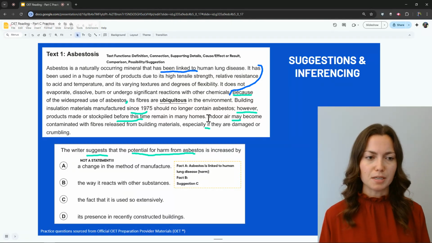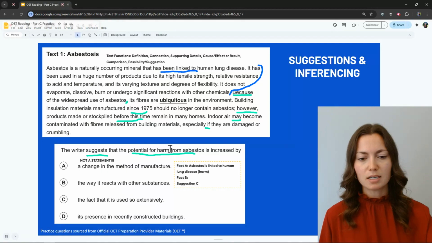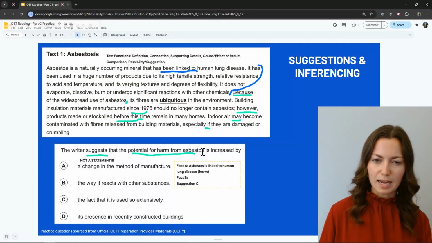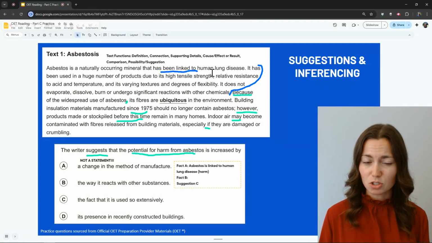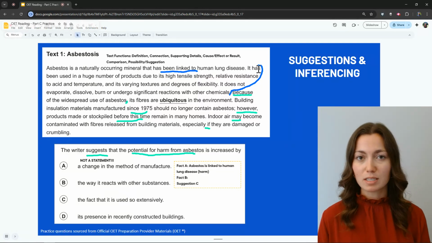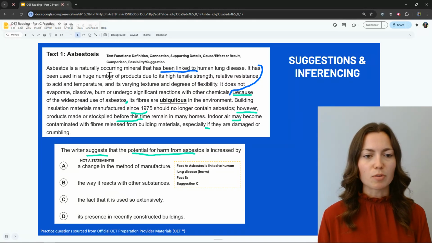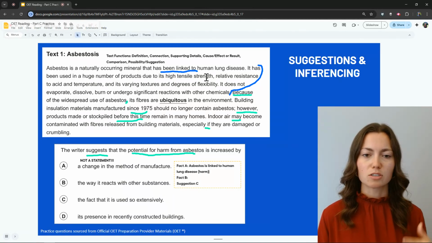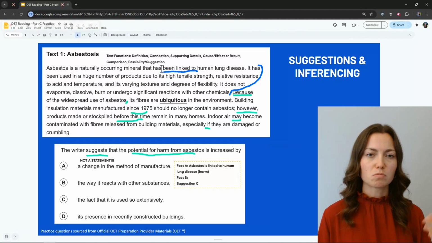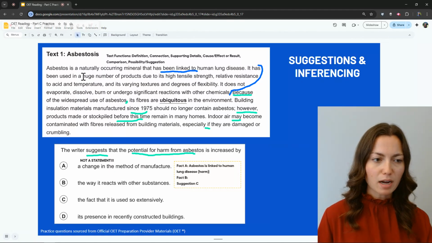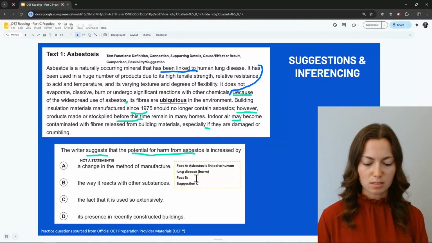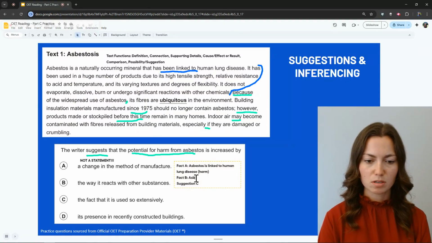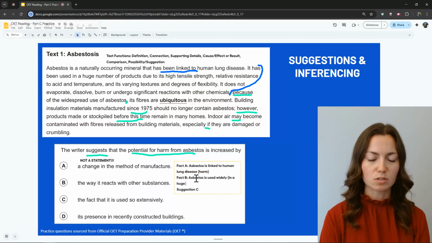All right, fact B. So where do we get the second fact from? Well, we see that it's linked. We're connecting it to this harm. Usually in the text, that means it's probably coming next to or close to that statement. So let's keep reading. It has been used in a huge number of products due to its high tensile strength. So we see here due to why it's used, but look at this. Fact number 2, it has been used in a huge number of products. So we could say asbestos is used widely or in a huge number of products.